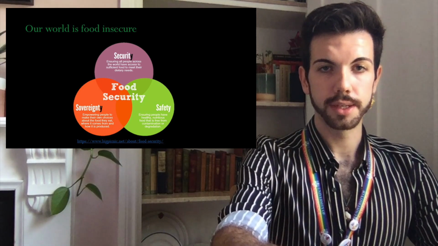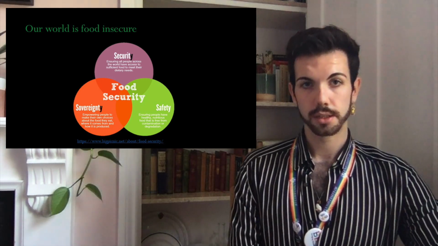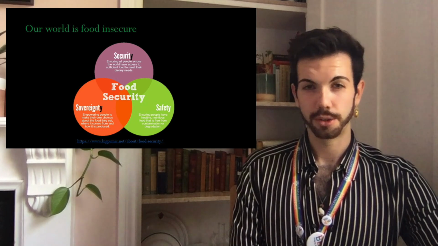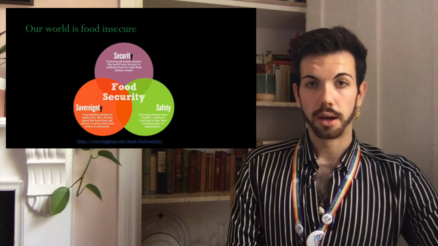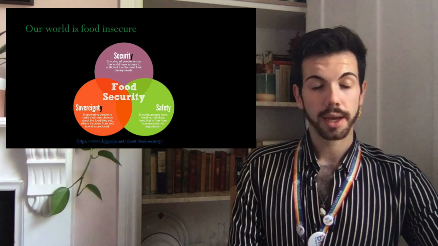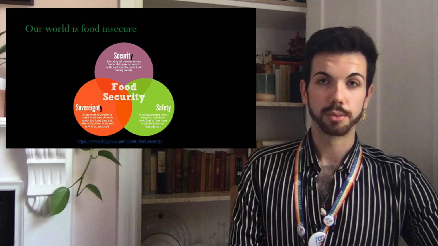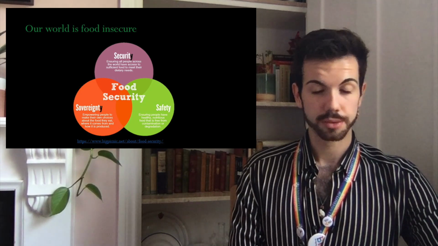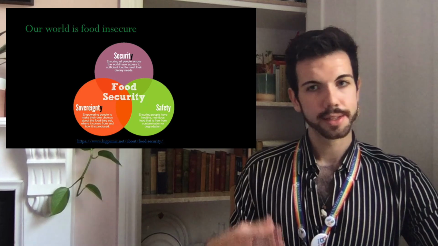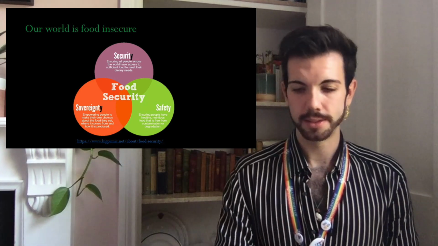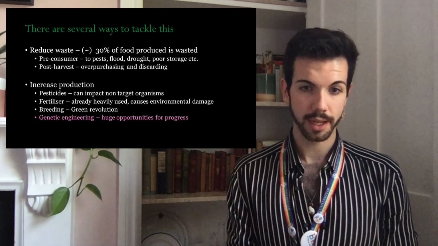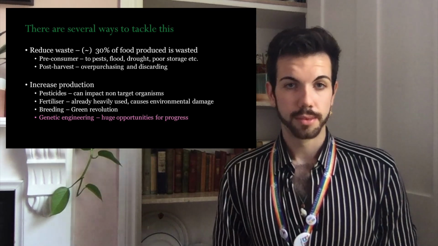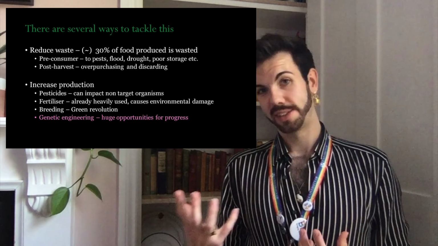In the next few years, our population is going to continue to grow to around 10 billion by, I think, 2050. And already around 1 billion people are malnourished. So there are clearly going to be more issues here. And there are a few ways which we can tackle this, on a supply side and a demand side.